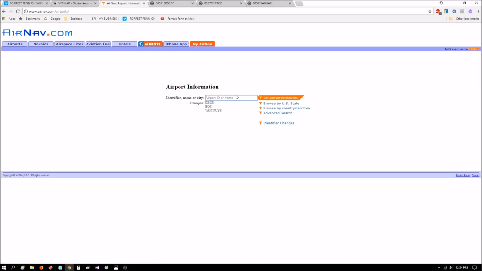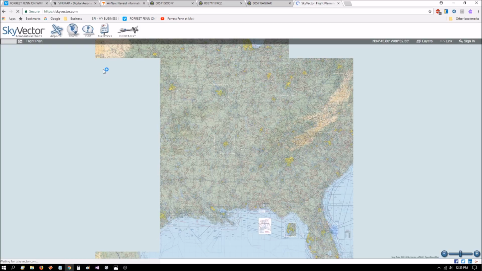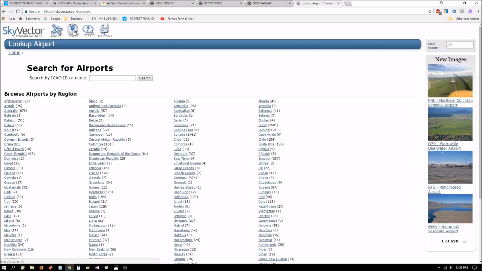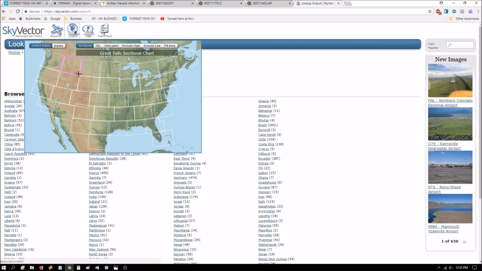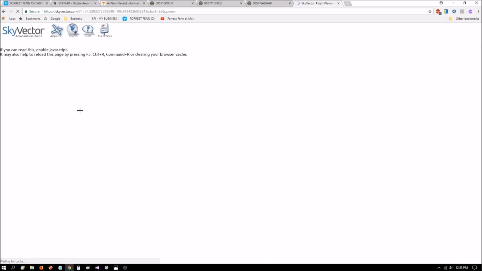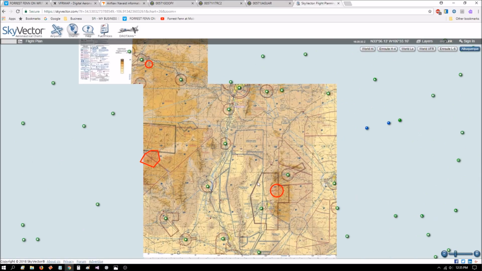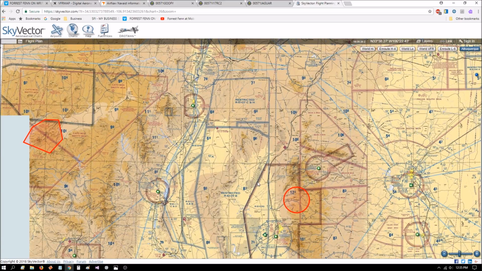You can come to airnav.com, and it's got the airports here. You would look it up by code here. You can also look up NavAids. Go to SkyVector. And SkyVector's got airports in here. You can look up. They got the charts in here. You can pick out where you want to go or where you're going to go. So like if you're down in New Mexico, you can see all the New Mexico area.